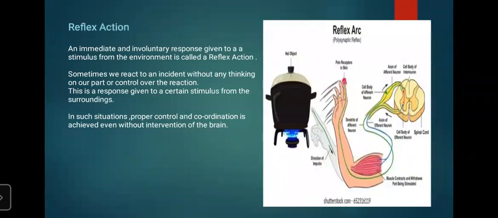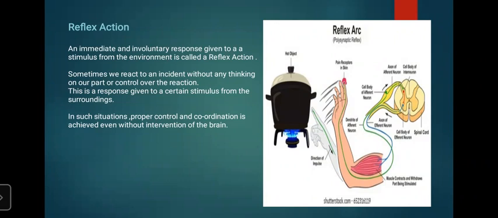Now, reflex action. An immediate and involuntary response given to a stimulus from the environment is called reflex action. So sometimes we react to an incident without any thinking on our part or control over the reaction. So this is a response given to a certain stimulus from the surrounding. In such situations, proper control and coordination is achieved even without intervention of the brain.